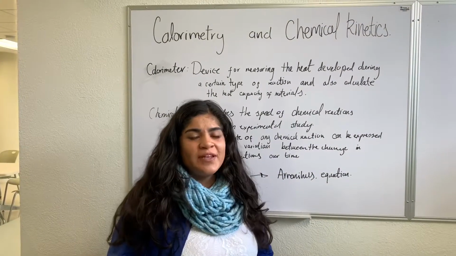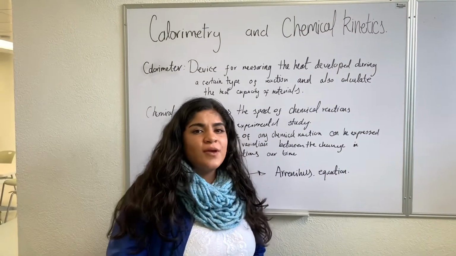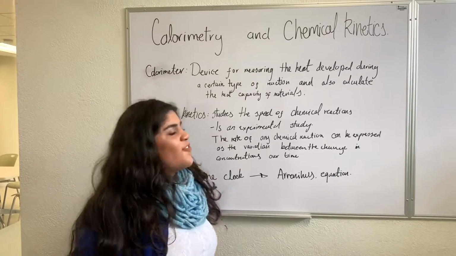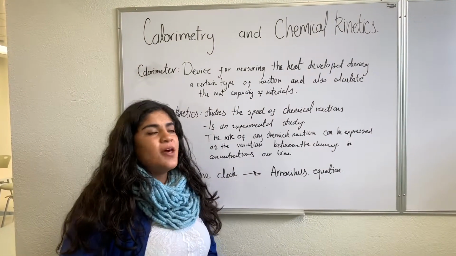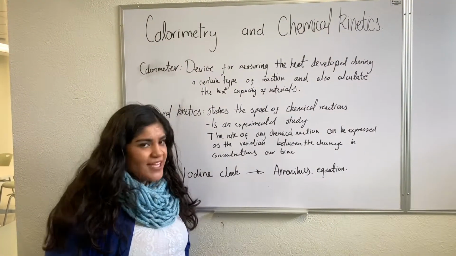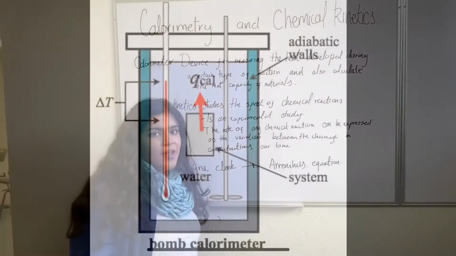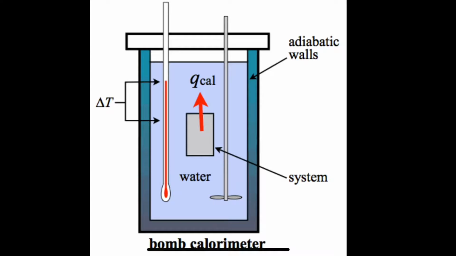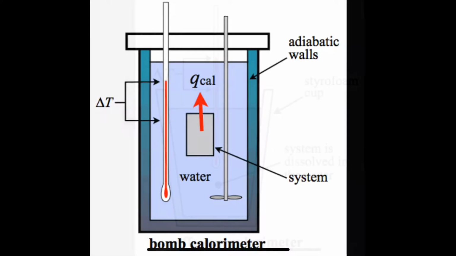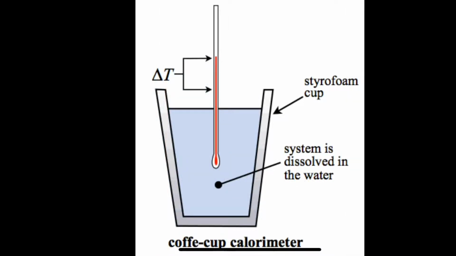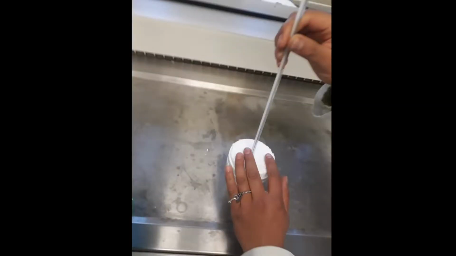For the first experiment, we assemble a calorimeter, which is a device for measuring the heat developed by a certain type of reaction, and also calculate the heat capacity of a material. Calorimeters have been designed in a great variety. One type in widespread use, called a bomb calorimeter, basically consists of an enclosure in which the reaction takes place, surrounded by a liquid such as water that absorbs the heat of the reaction and thus increases in temperature.